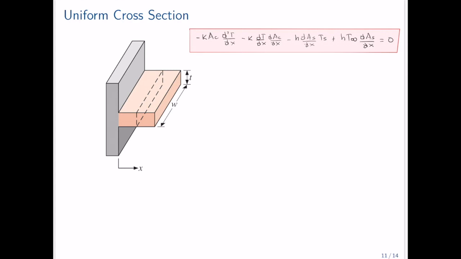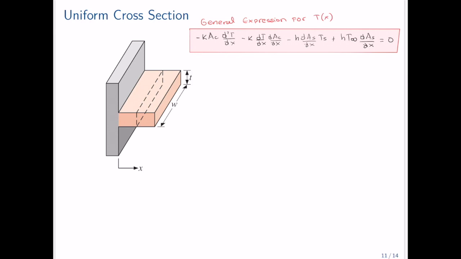Let's analyze the uniform cross-section fin. So we have from before the general expression for the temperature in a fin. So this is the general expression for the temperature as a function of x. So this is a differential equation, a second order differential equation.